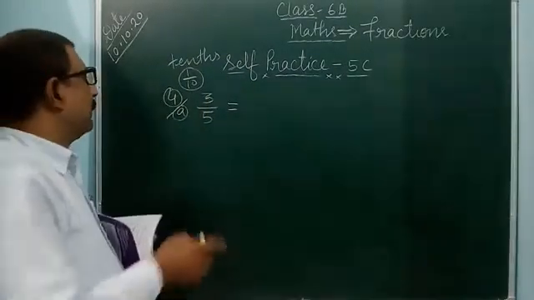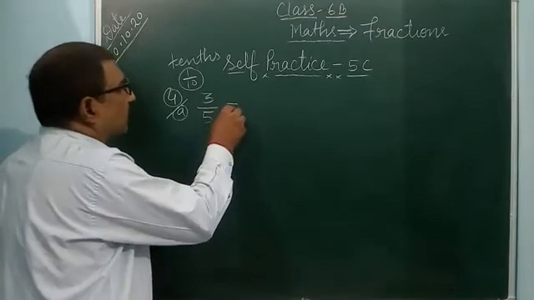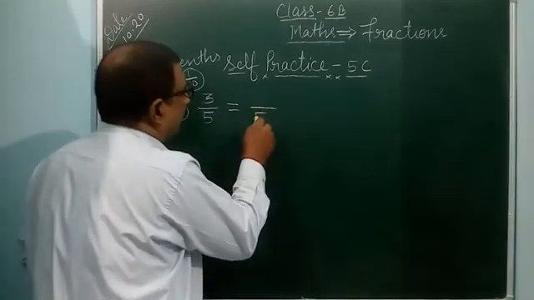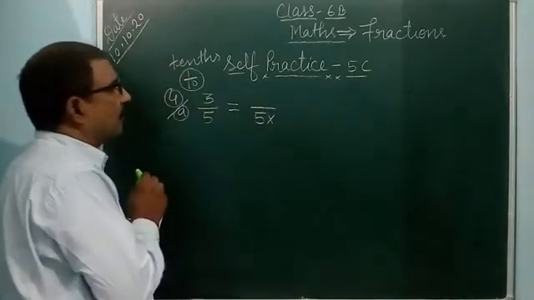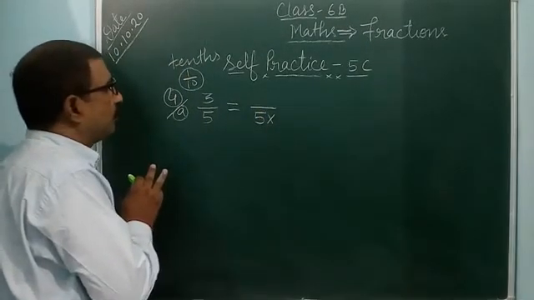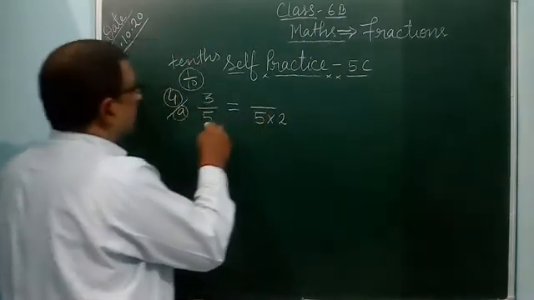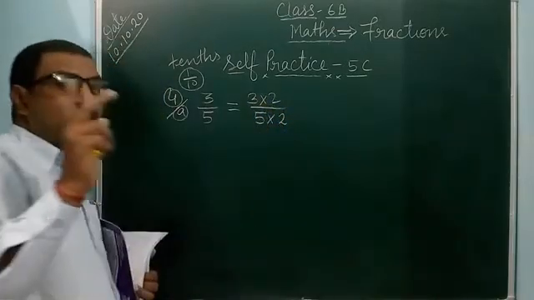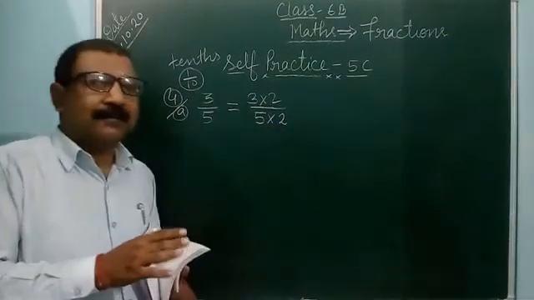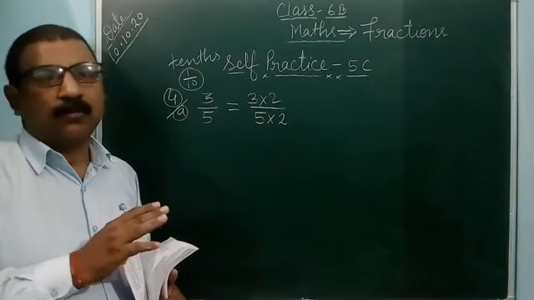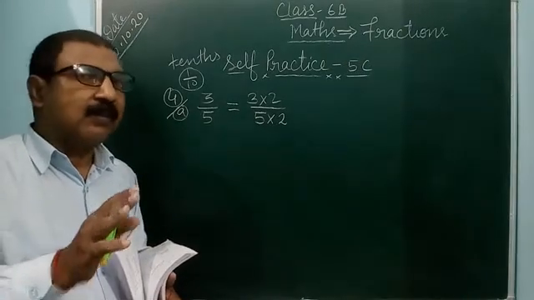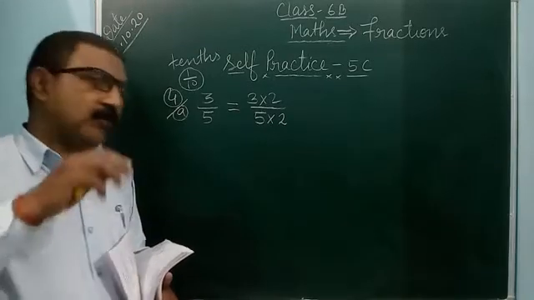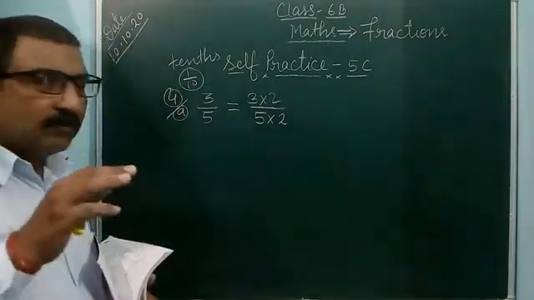You do like that. 3 by 5. Equivalent means it should be equivalent. It means if you are multiplying 5 with, suppose, 2, then 3 also must be multiplied with 2. You always use the same number. The first method I did was not a good method because the fractions were not equivalent. You can get tens, but the fraction was not equivalent. It is compulsory that the fraction must be equivalent.